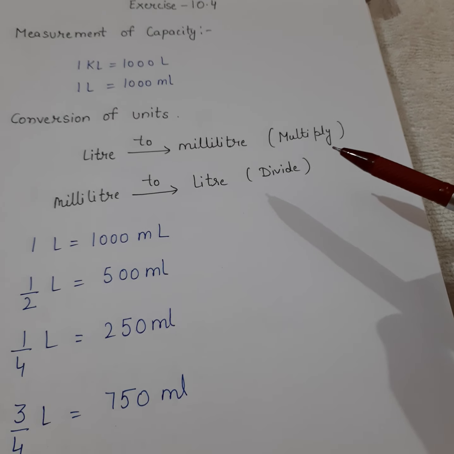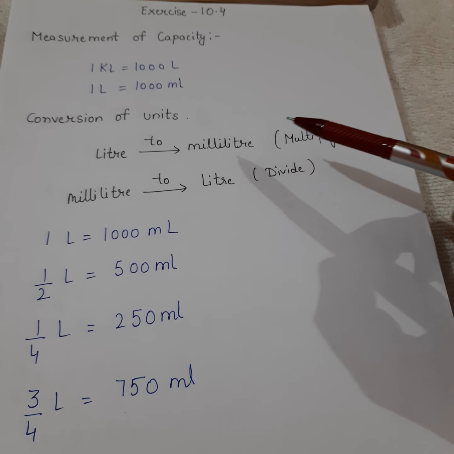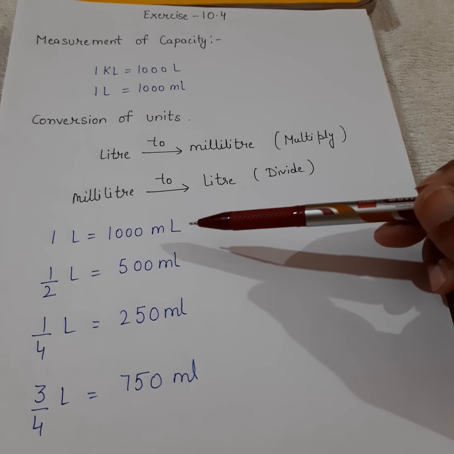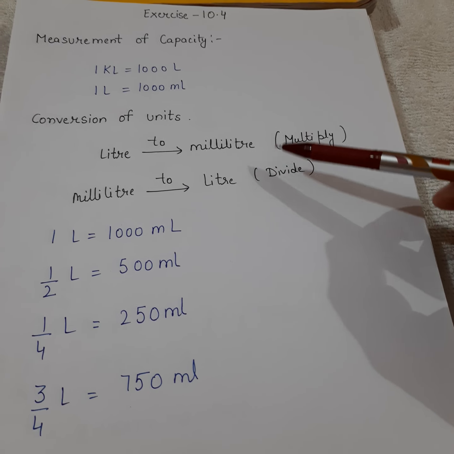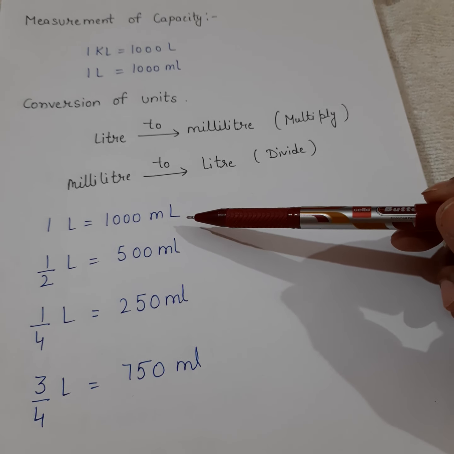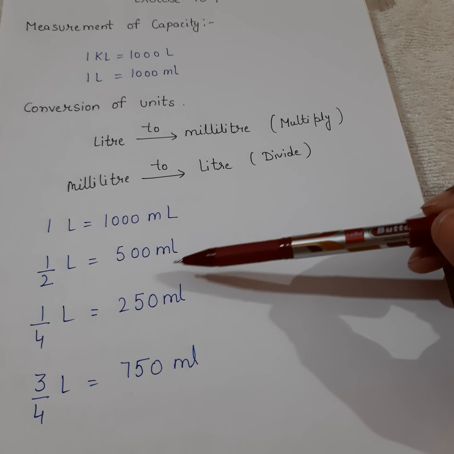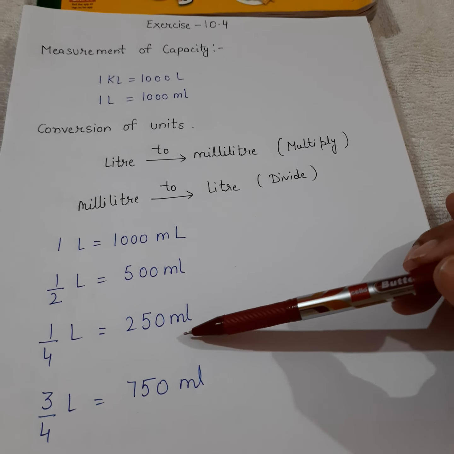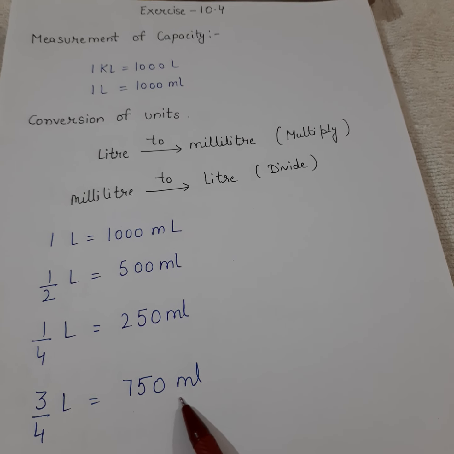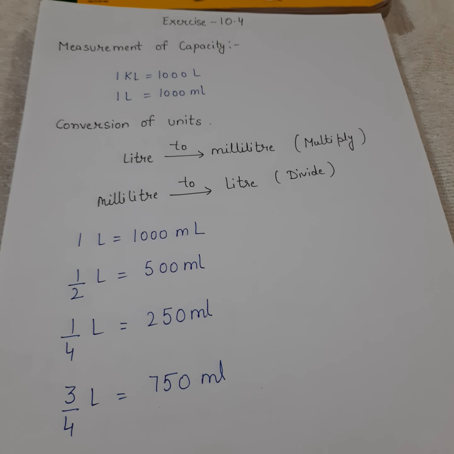Now conversion of units, like liter to milliliter: if we have to convert, we will multiply, meaning from bigger to smaller, multiply; from smaller to bigger, milliliter to liter, divide. Keep this in mind always. Now this thing again you have to learn. In 1 liter there are 1000 milliliters, so in half liter how many? 500 milliliters. In 1/4 liter, 250 milliliters. And in 3/4 liter, 750 milliliters. These things you have to learn. We will use this in the exercise.